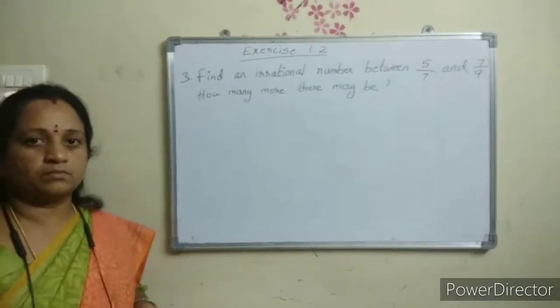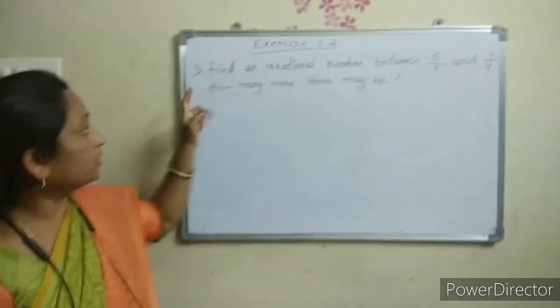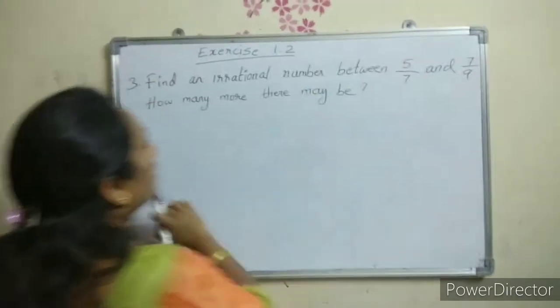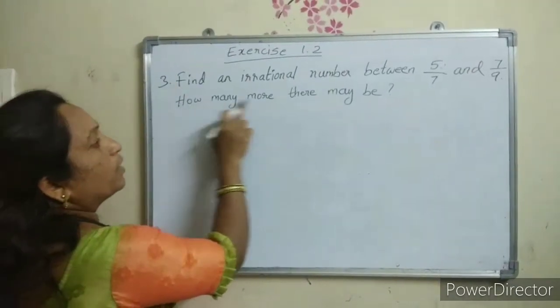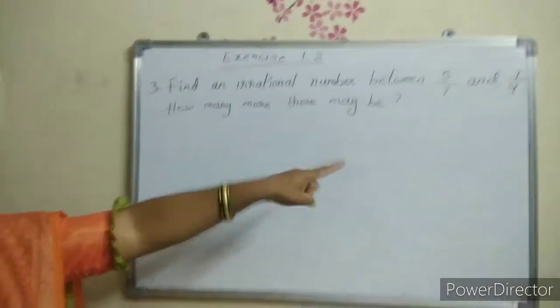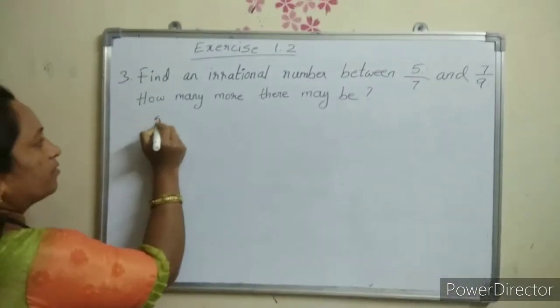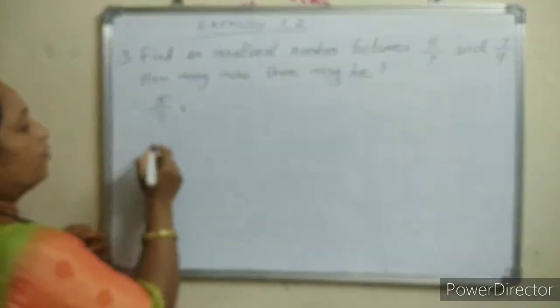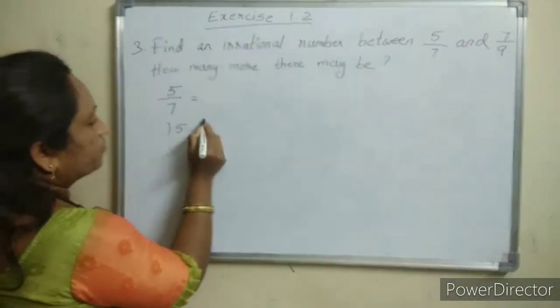Now third question: find an irrational number between 5 by 7 and 7 by 9. How many more may there be? Now let us do this problem. Find an irrational number between 5 by 7 and 7 by 9, and he is asking how many more there may be. In order to find an irrational number between 5 by 7 and 7 by 9, first we have to convert the 2 given numbers into decimal form.